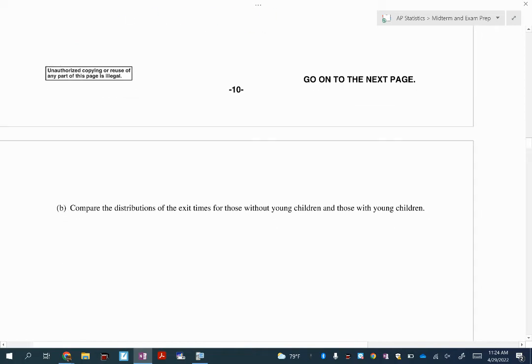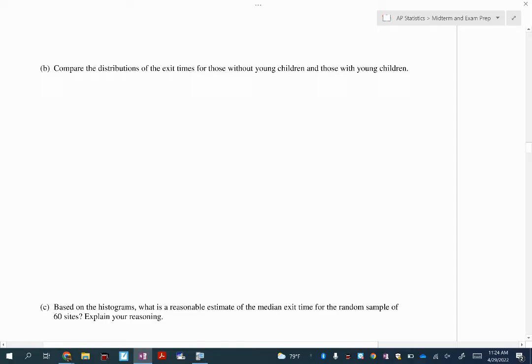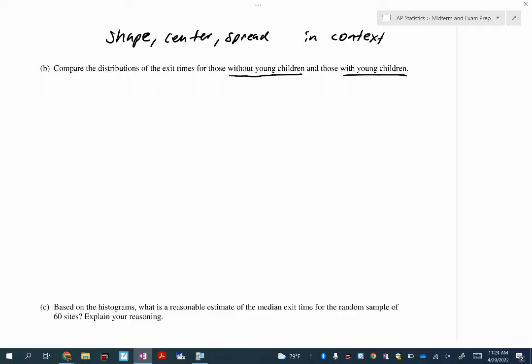Okay, now part B. Part B says to compare the distributions for the exit times for those without young children and those with young children. So again, this is another shape, center, spread problem. All right, and don't forget, always in context. Now, because they want without young children and with young children, you've got to do shape, center, spread for both of them. The way that I always did this was I did them at the same time. So I did the shape together for both, and the center together, then the spread together, but it's your choice.